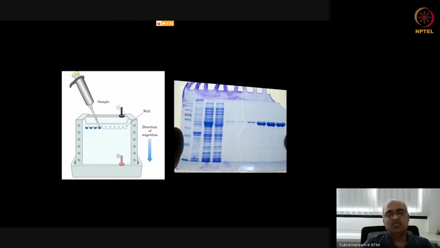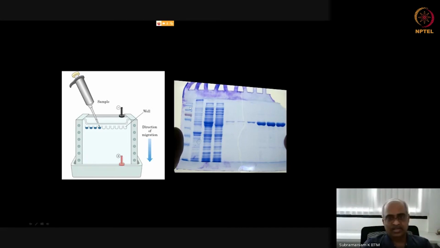Then you wash with a solution that removes the non-specifically bound dye, bound all over the gel, and only the dye molecules bound to the protein stay there. That helps you to visualize the proteins. And such a gel is what you are seeing on the right here.